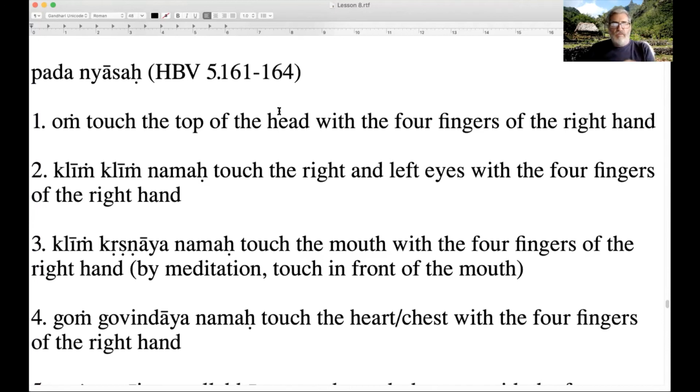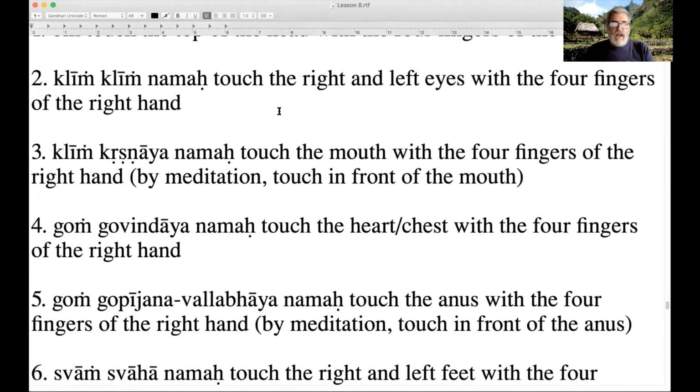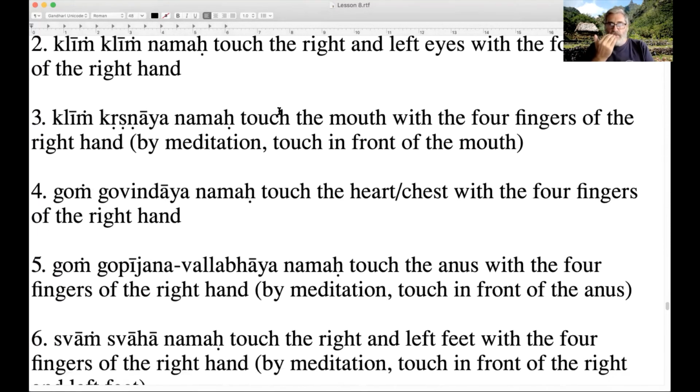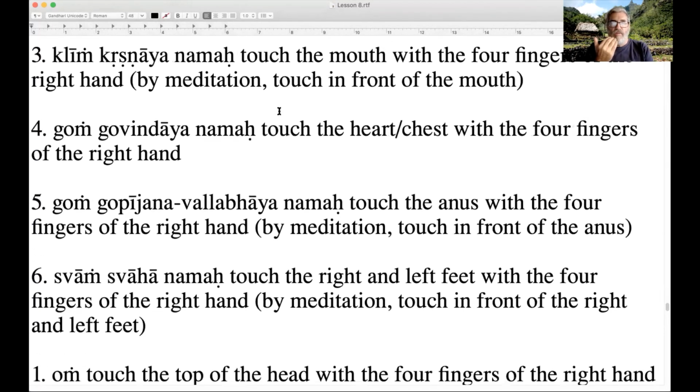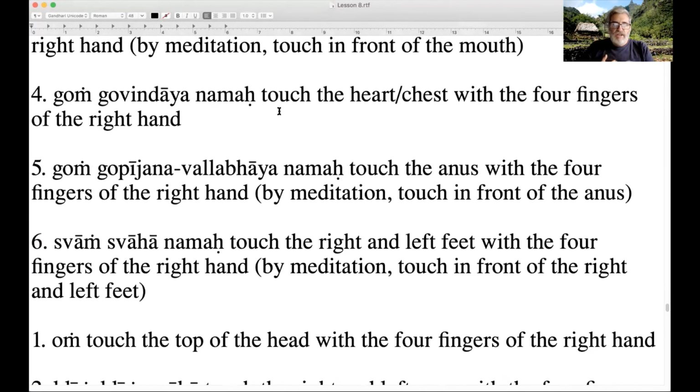Bhakti Vilasa. So first thing is, Om, touch the top of the head with the 4 fingers of the right hand. Klim Namaha, touch the right and left eyes with the 4 fingers of the right hand. Klim Krishnaya Namaha, touch the mouth, or just in front of the mouth by meditation, with the 4 fingers of the right hand. Gom Govindaya Namaha, touch the chest or the heart with the 4 fingers of the right hand.